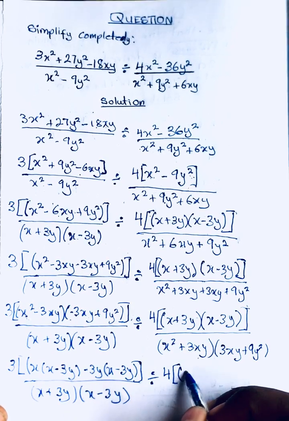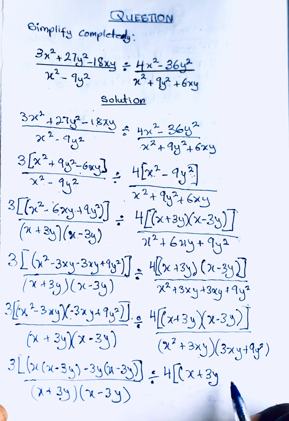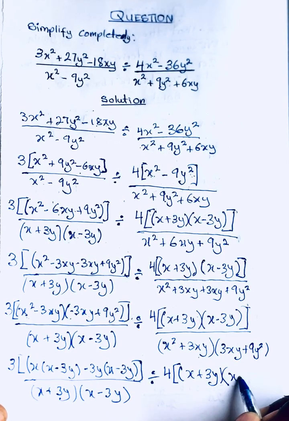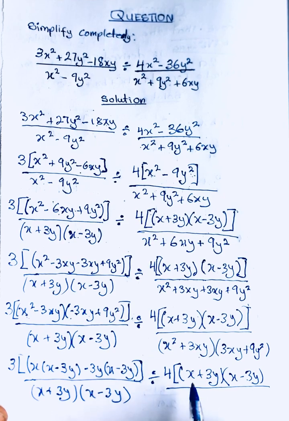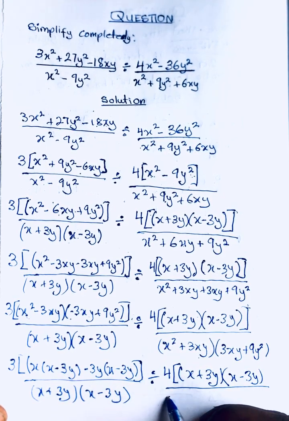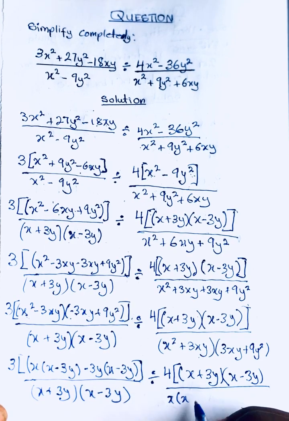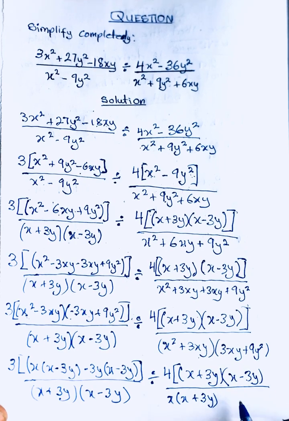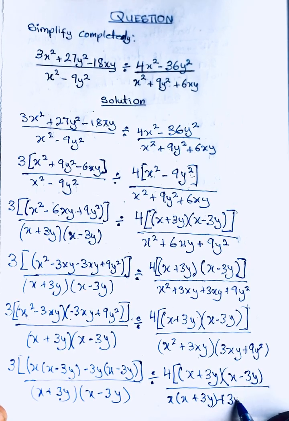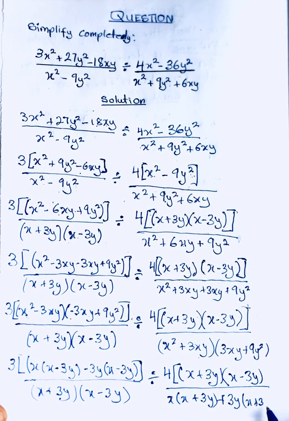Square bracket x plus 3y into bracket x minus 3y, all divided by, we are going to do the factorization here, so let's bring out x here, x into bracket x plus what? x plus 3y, and then we have what? Here we are going to bring 3y out, plus 3y, x plus 3y.